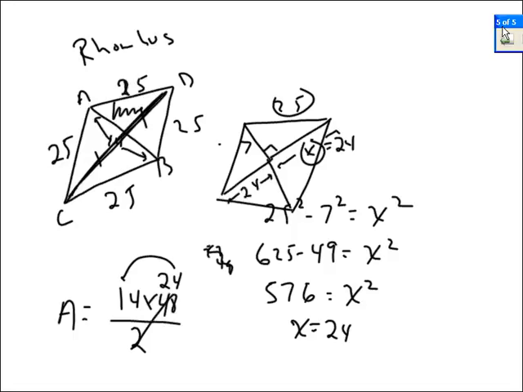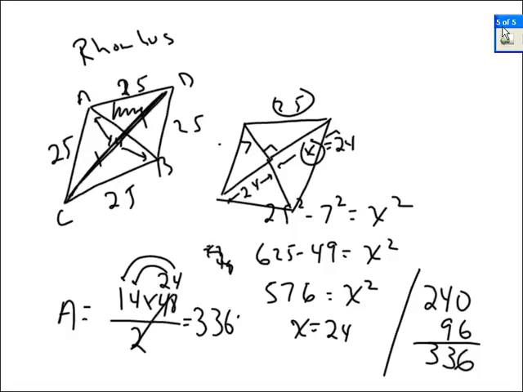24 times 10 is 240. And 24 times 4 is 96. And when you add these up, you get 336 square units. So know how to play the game. Know that a rhombus, all four sides are equal. It is a special kite. And what we know about the diagonals is they're not the same length, but they bisect one another. That completes this section.